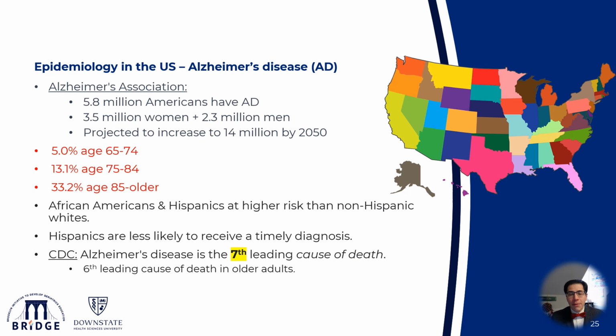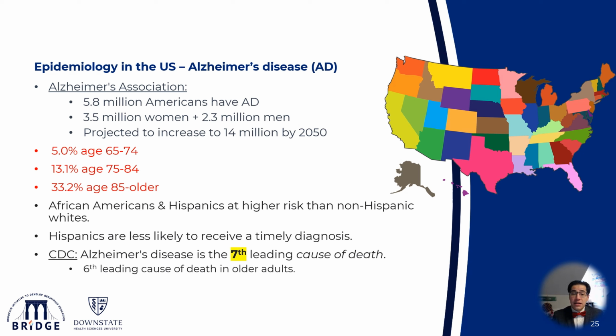So what about the United States? The Alzheimer's Association stated that we have around 6 million Americans who have Alzheimer's disease in the United States. Most of them are women, and it's projected to also triple to up to 14 million cases by 2050, in 30 years from now. And the prevalence is very similar to how it is worldwide, where we see around 5% among those aged between 65 and 74, up to 1/3 of those who are aged 85 and above.